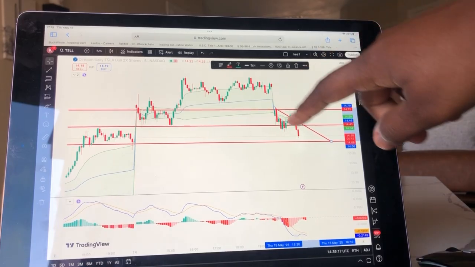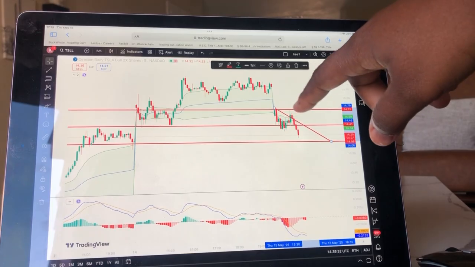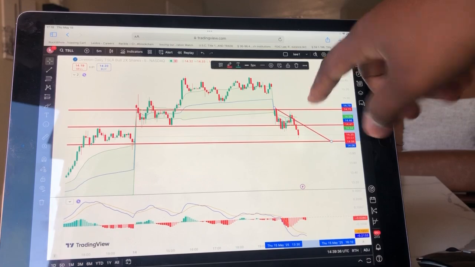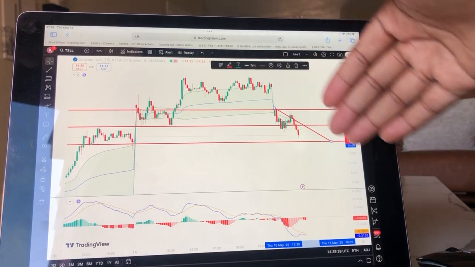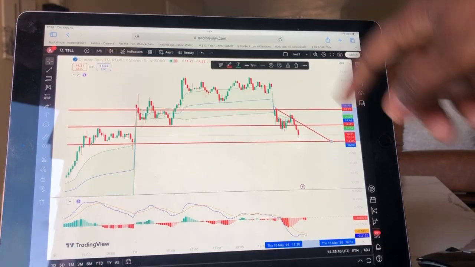But I did add this trend line here just to get a directional resistance going. I couldn't see it at first, but again, I wanted to make sure that this was a resistance here. You can also use a trend line to show you if you're in an upward trend or a downward trend, and we're definitely in a downward trend.